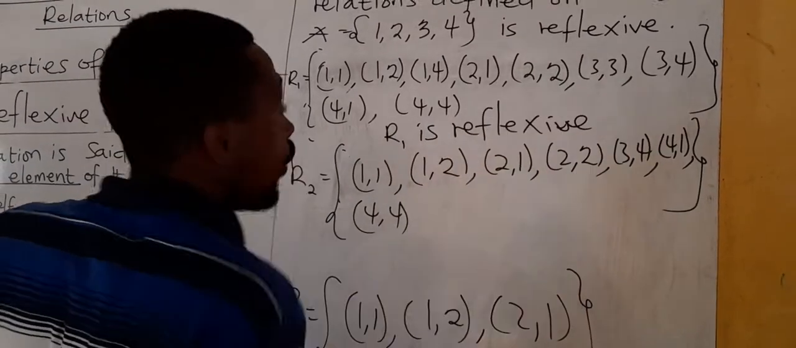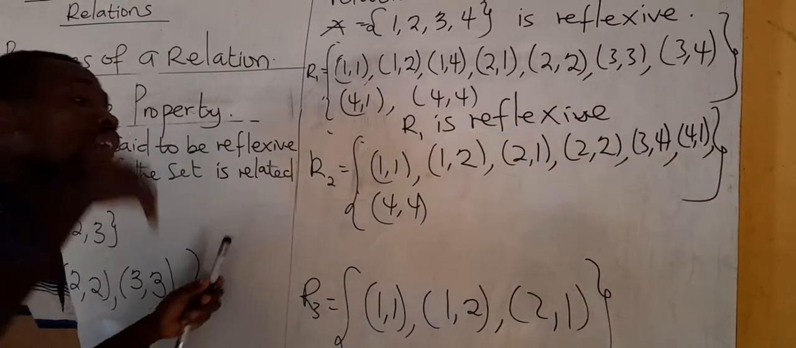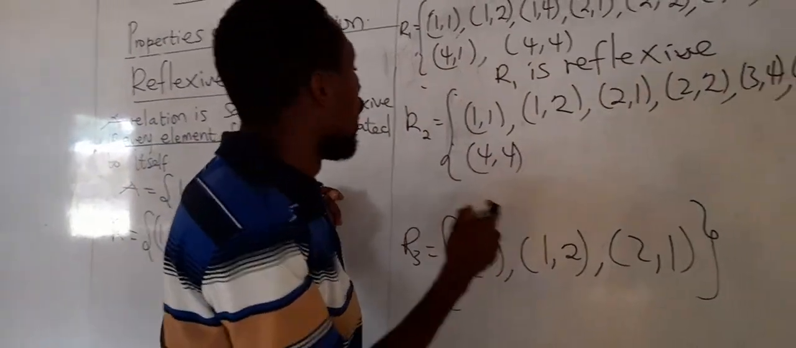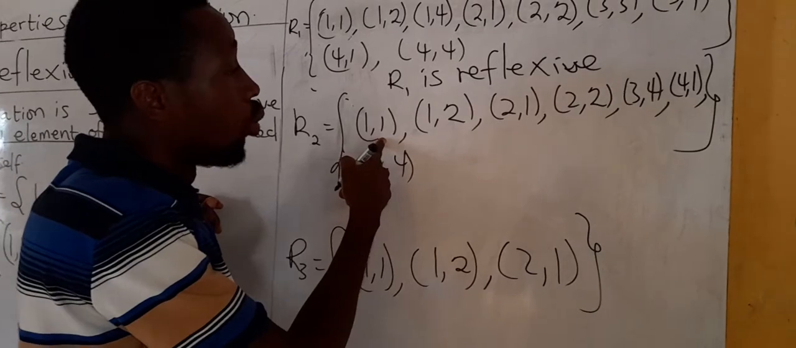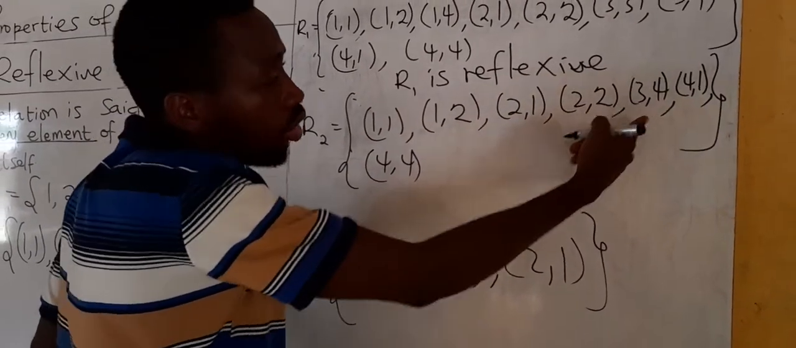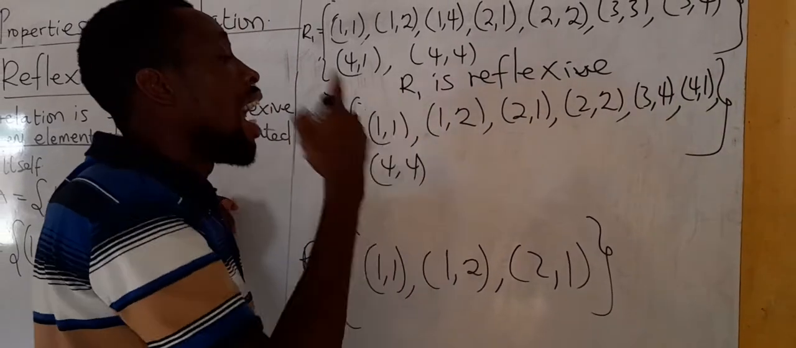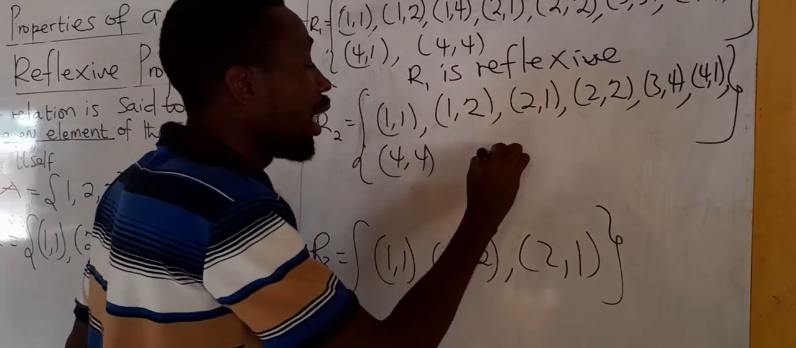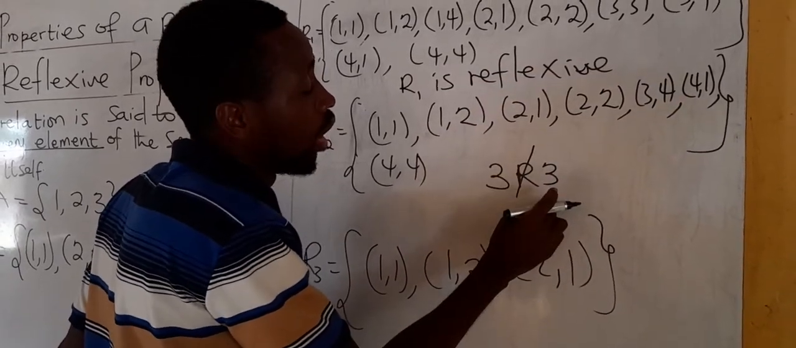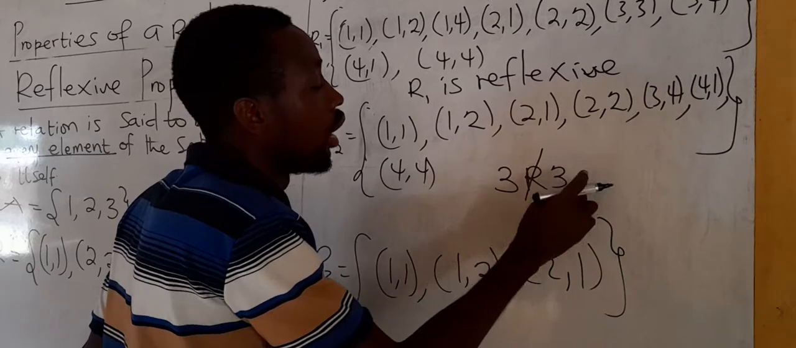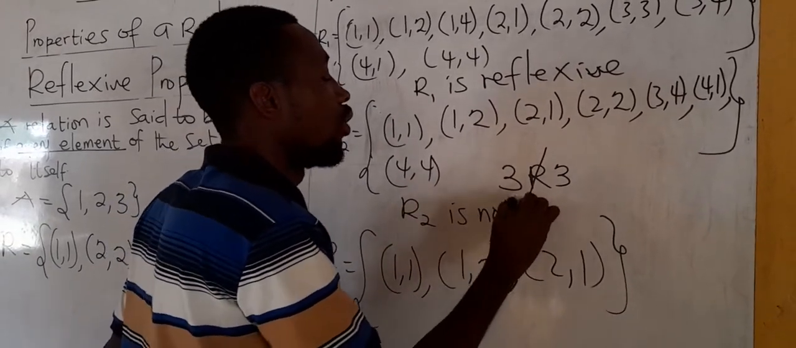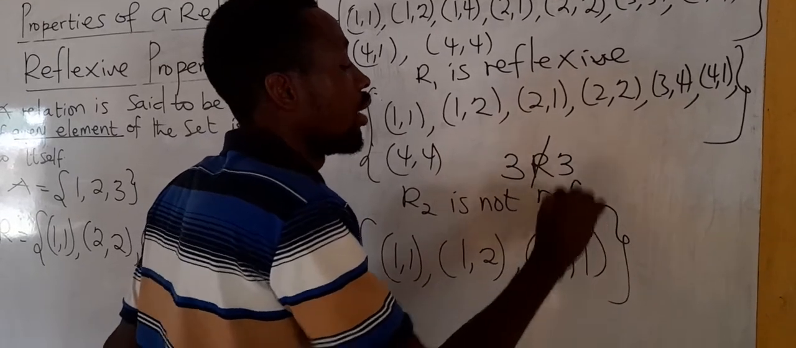As long as all of them relate to themselves, then we say it's reflexive. Now let's look at R2. 1 relates to 1, no problem. 2 relates to 2, good. 3 does not relate to 3, but 4 relates to 4. But because 3 alone does not relate to 3, this is how we write it. Since 3 does not relate to 3, R2 is not reflexive.